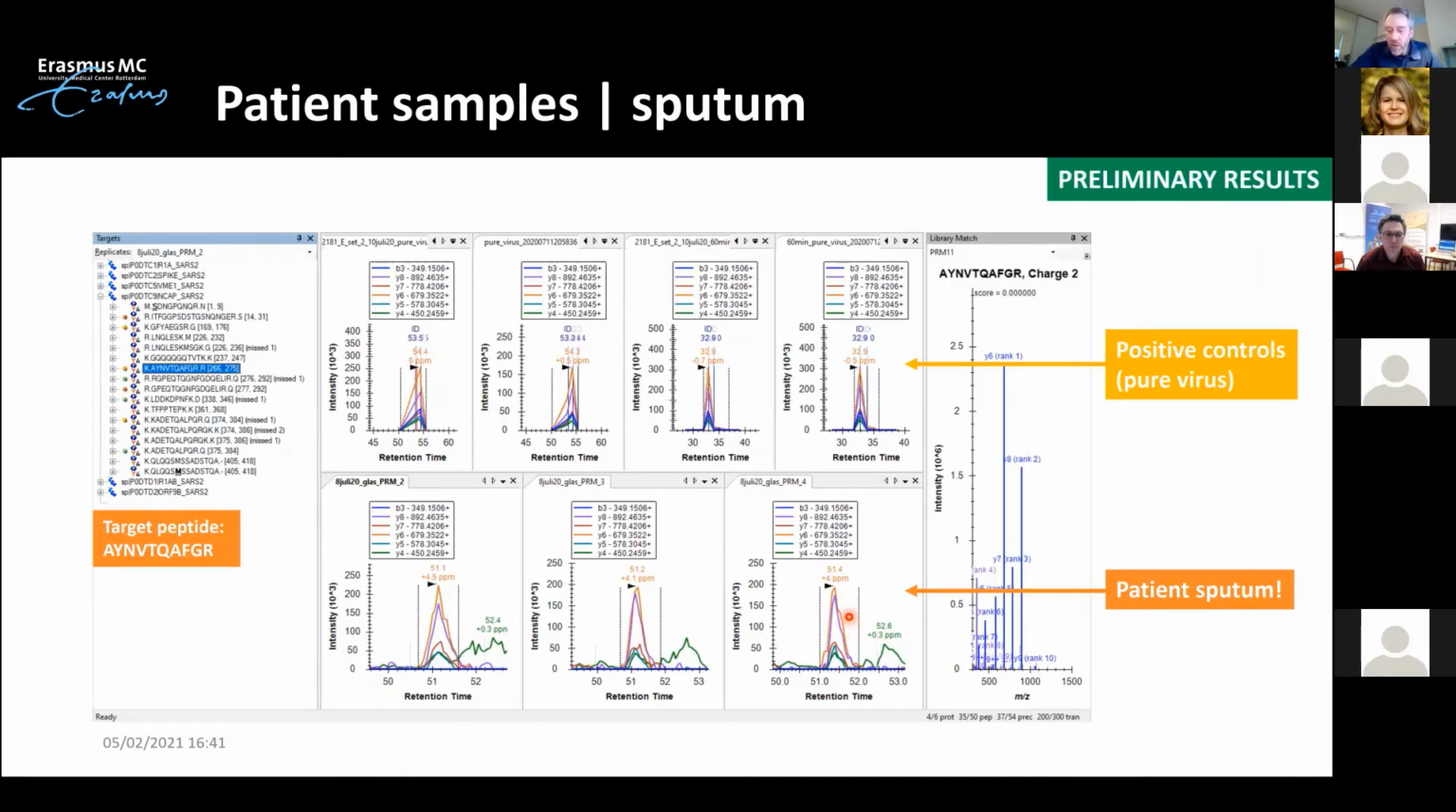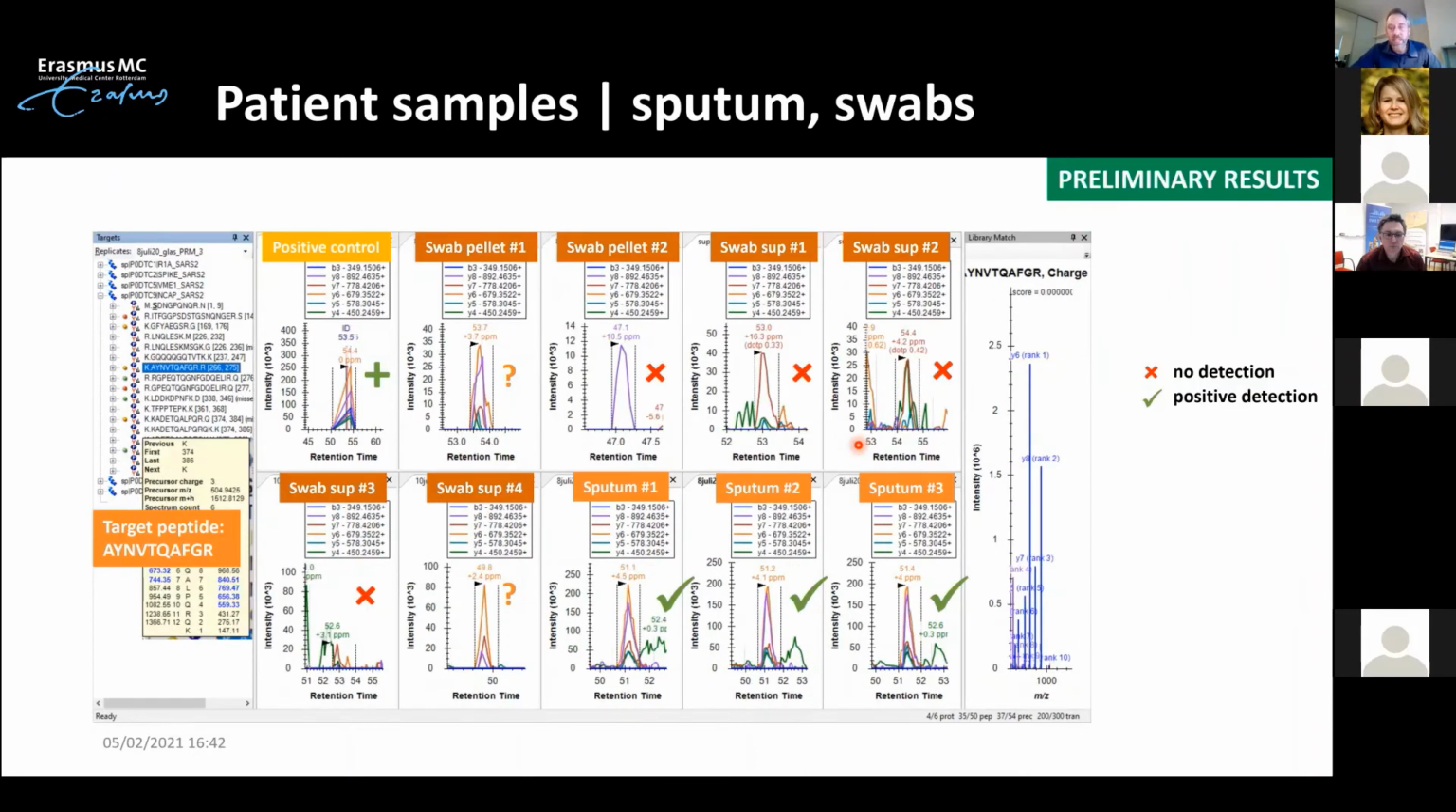And this here is just one of those target peptides as an example. So using PRM, we could nicely detect the target in the glass slide samples. And what you have to look at here is the fragment ion chromatogram pattern and the retention time that should correspond to the positive control sample. So you can see that the fragmentation pattern in the patient sample is virtually identical to that of the positive control sample.